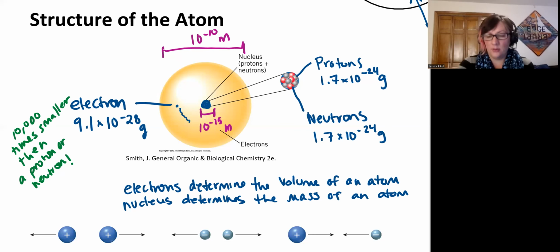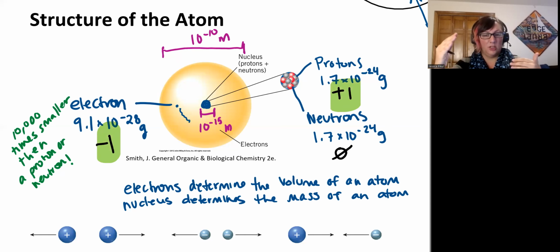Our protons have a charge of +1, and our neutrons are neutral. They don't actually have a charge. They're just something with mass, so we think of it as 0. And then our electrons have a -1 charge. So it's really the electrons and protons that have opposite charges. Our nucleus, which has all that mass, is made of particles that have charge or have no charge. And then around it, it's the opposite.